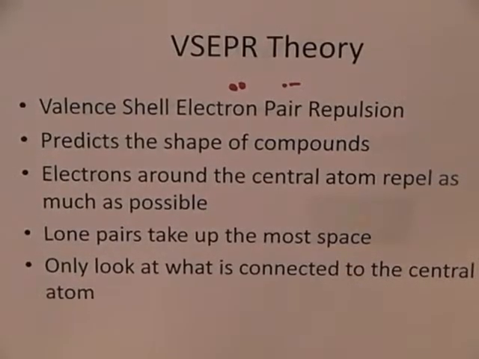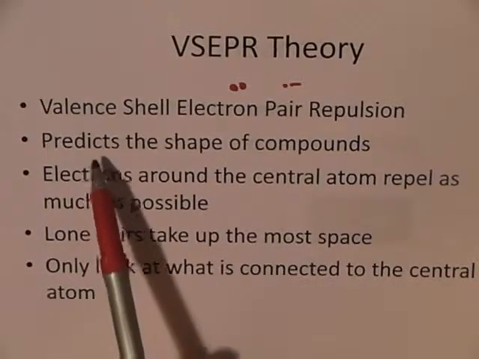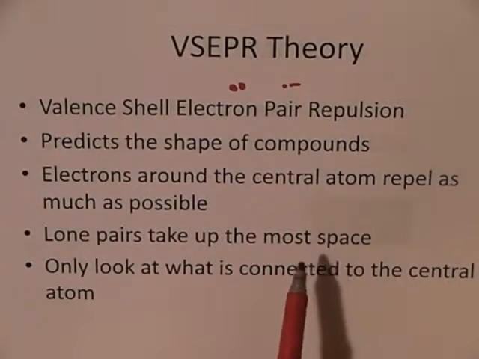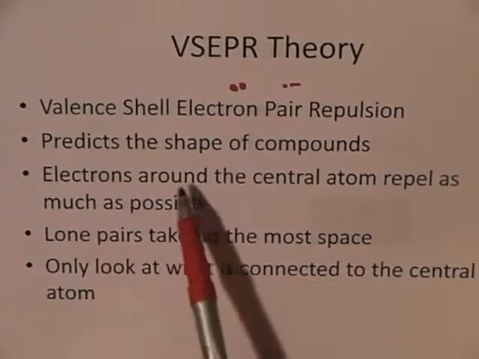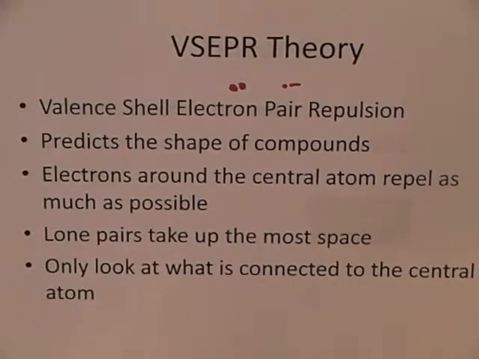Okay, that's all it is. That's all it means. It's not super complicated. It's just a lot to remember. It's a lot to memorize, and it's not very interesting, which makes it harder to memorize. So VSEPR theory predicts the shape of compounds. That's the point of VSEPR. And then, as I just said, electrons around the central atom repel as much as possible.